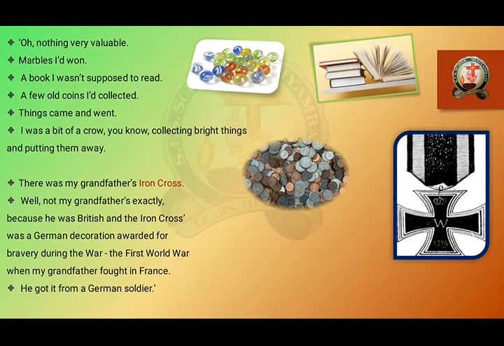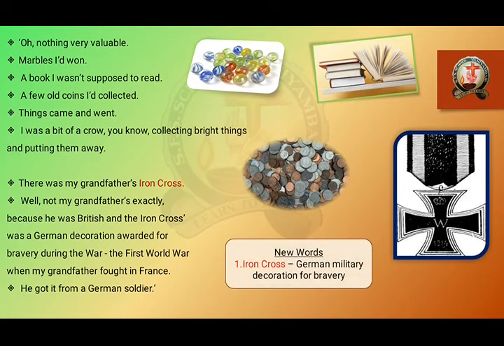This man is speaking about the Iron Cross. This Iron Cross is a German award given to a German soldier for bravery. And my grandfather is British, and he fought in France in the First World War. Hence, a German soldier gave this Iron Cross to him. Like that, this man is talking about the Iron Cross. And the new word here is Iron Cross, which means German military decoration for bravery. So this is part 2 of this lesson, and now we'll have the recap of this lesson.